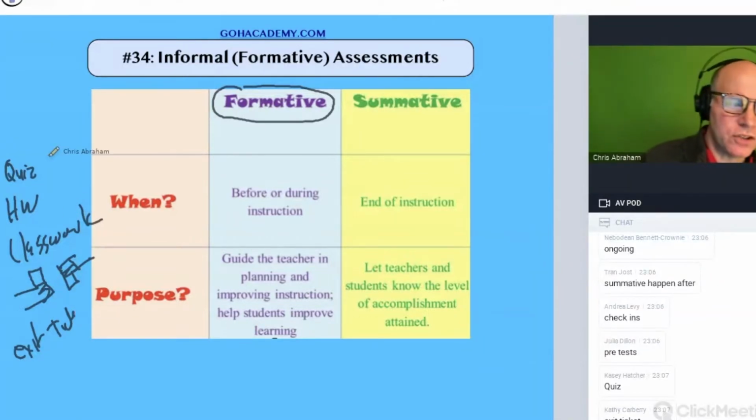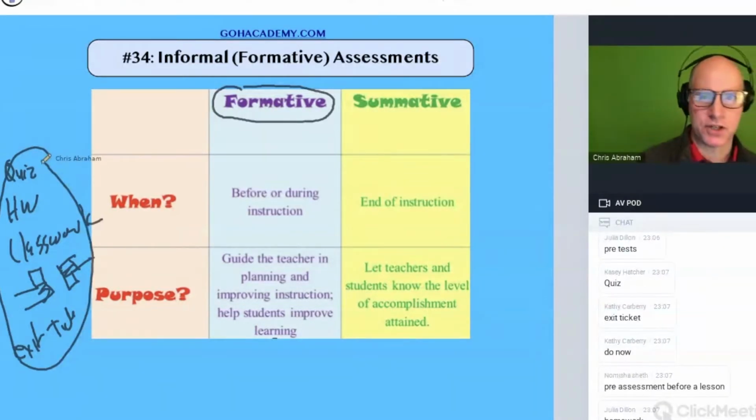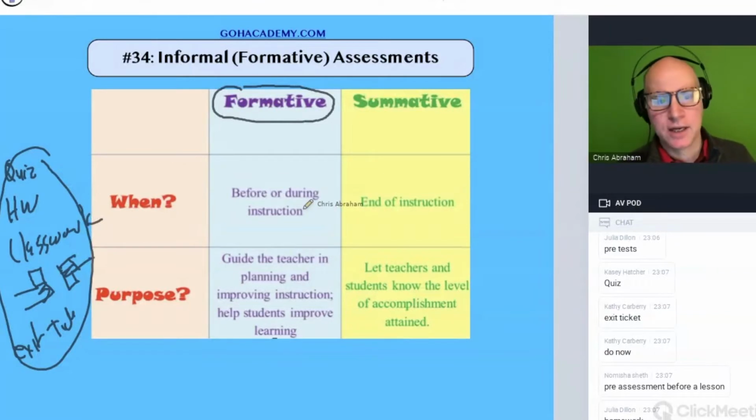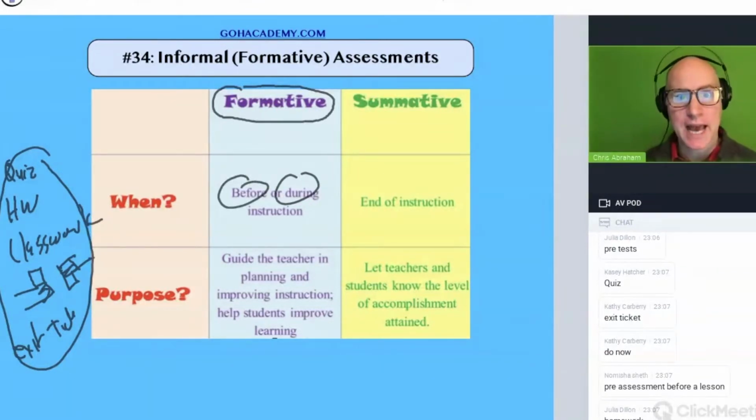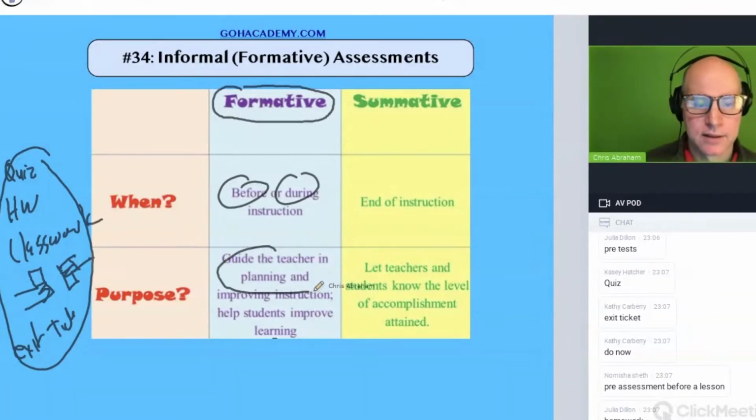Okay, these are used to gather information to guide instruction. They can be done before and during instruction. They can be done after instruction to see how you did. All right, they're used to plan.